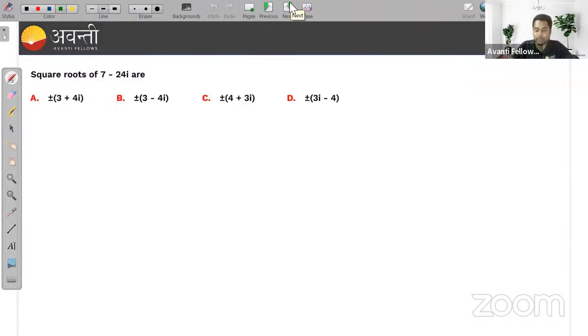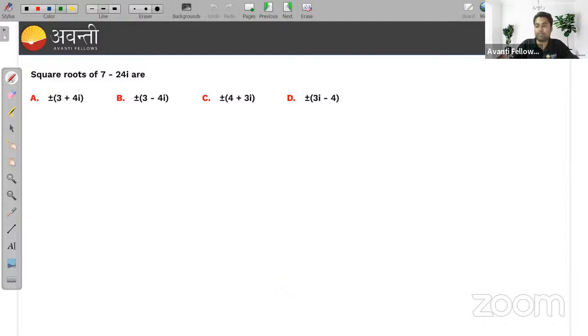Okay, try to find the square root of 7 minus 24i. So what is the method? Just apply the method and tell me what is the answer. I'm launching the poll and I'm giving you 1 minute for these questions also. Respond in the polls. What is the answer actually?